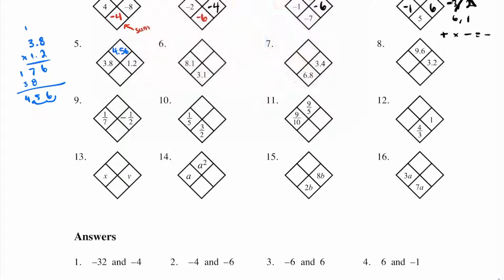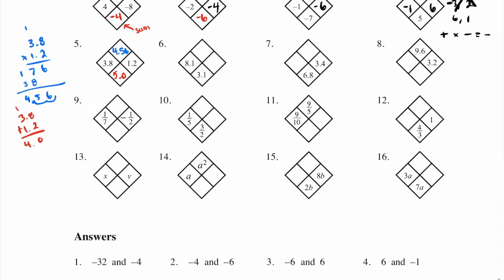And then for my sum, I'm going to add these two together, so 3.8 plus 1.2, so that's going to be 4.0. I'm sorry, 5.0. I am going crazy. There we go, 5.0. All right, let's keep going.